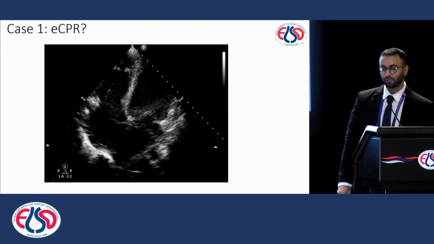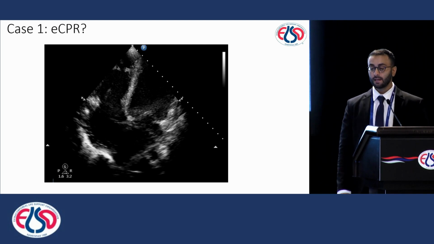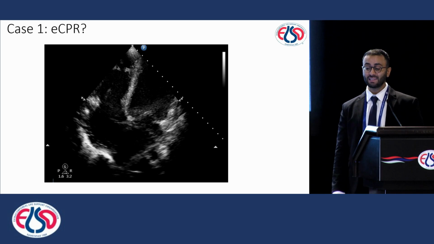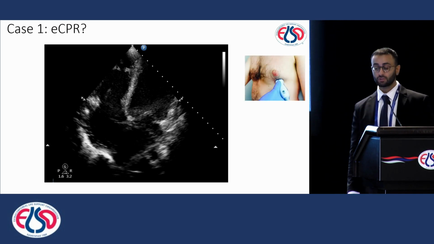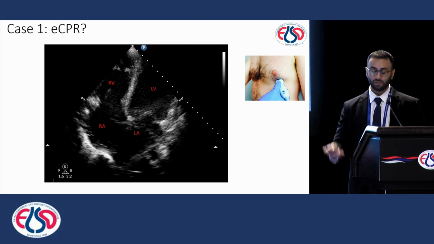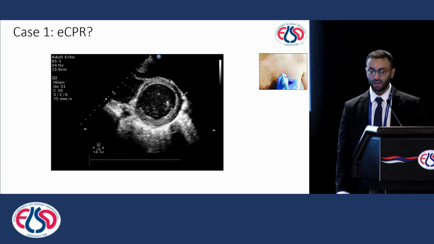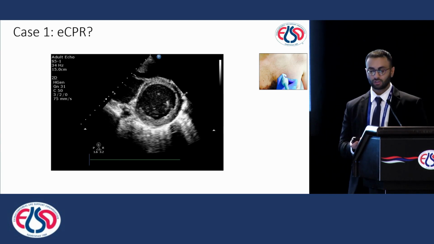So we have our first case here. It's a 54-year-old male who presented to the emergency department, had some chest pain, and then developed PEA arrest. And we can see here we used our surface transthoracic handheld point of care ultrasound. We have the structures in the heart labeled here. And it was biventricular failure or biventricular dysfunction.